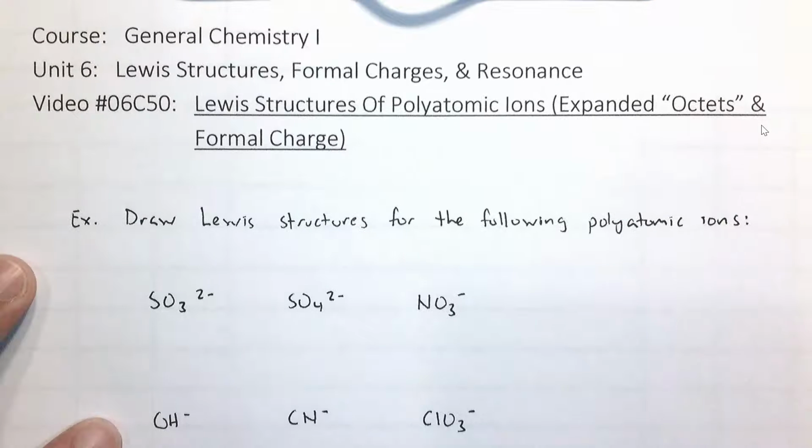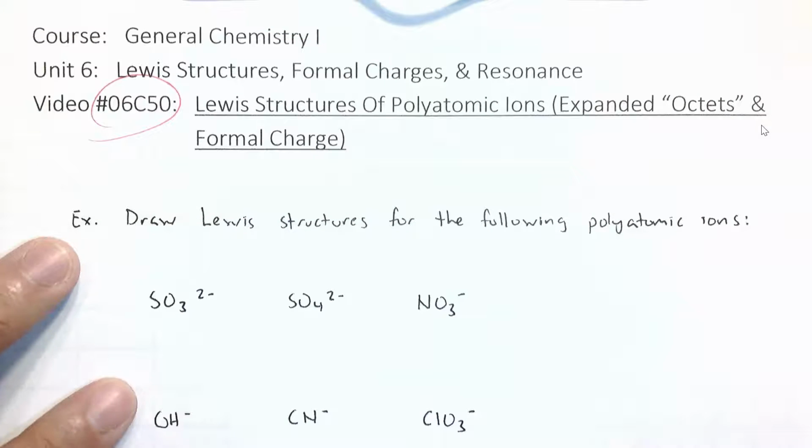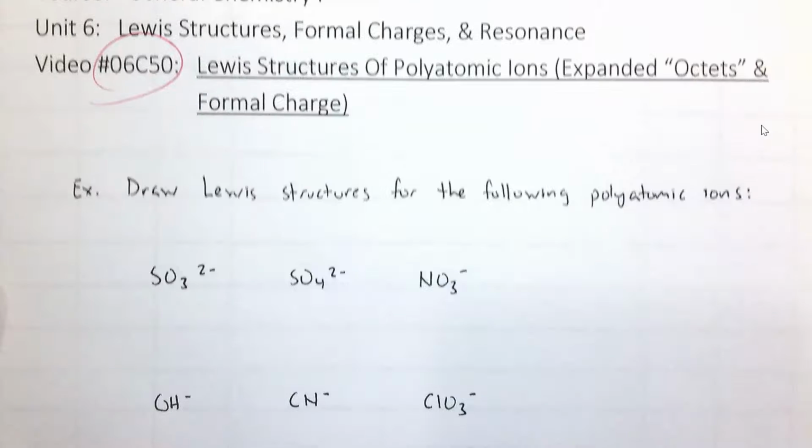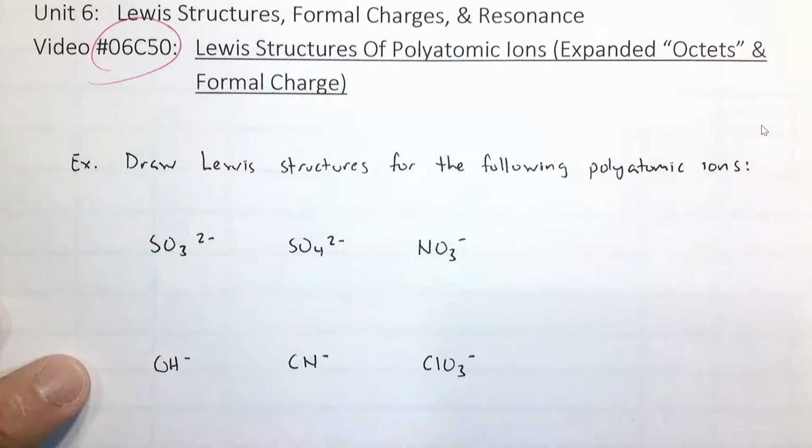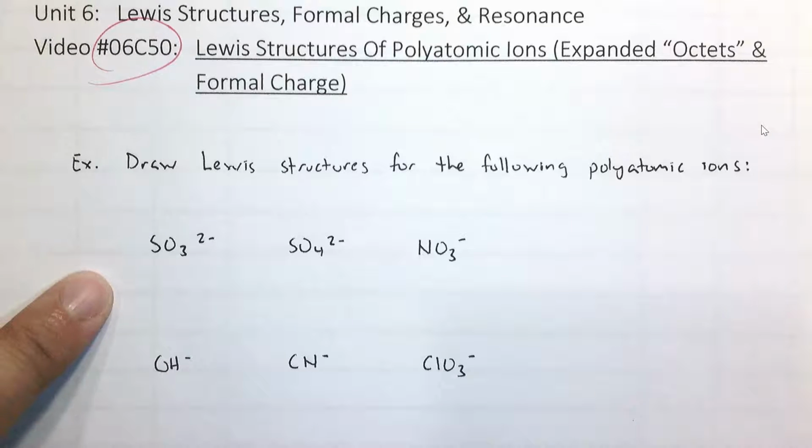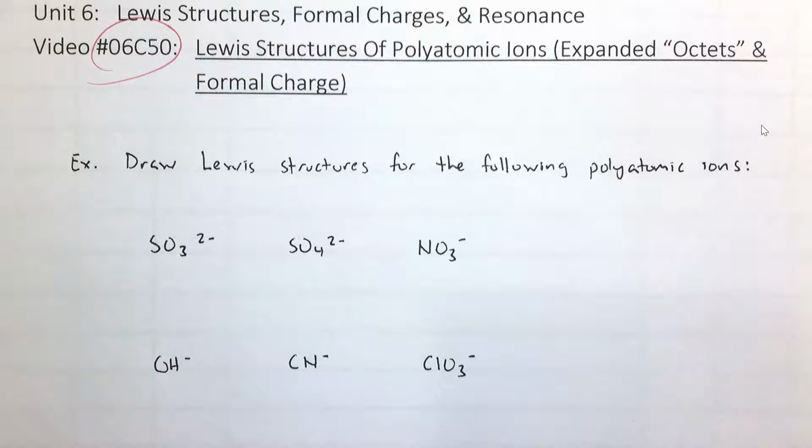And the example problem is: draw Lewis structures for the following polyatomic ions. Before we get to some tips and the answers for these, why don't you name each of these polyatomic ions? Go ahead and test yourself. Go ahead and pause the video now.